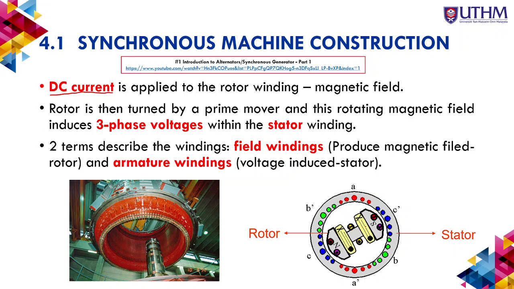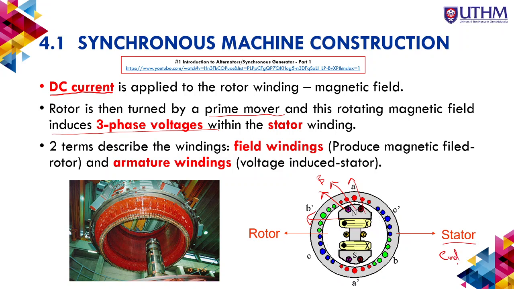You can see here there's a rotating rotor, and the rotor will produce a magnetic field. This is B in this direction, for example, and this B rotates together with the rotor. The rotor is turned by a prime mover, maybe a turbine or wind turbine. This rotating magnetic field induces a three-phase voltage within the stator winding.